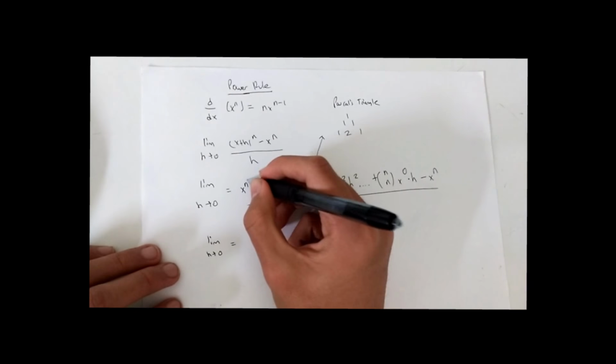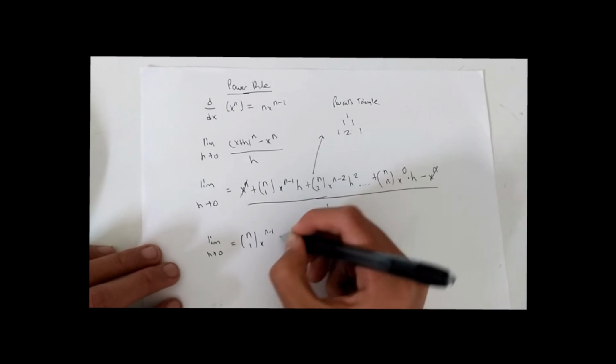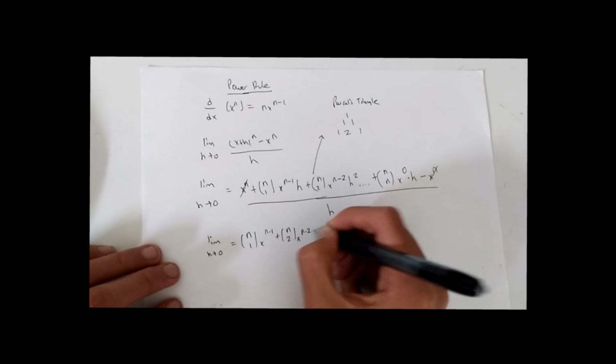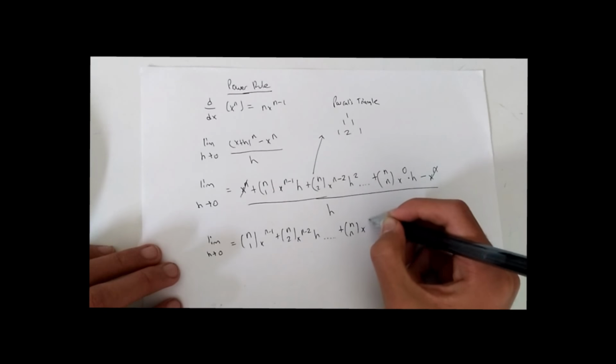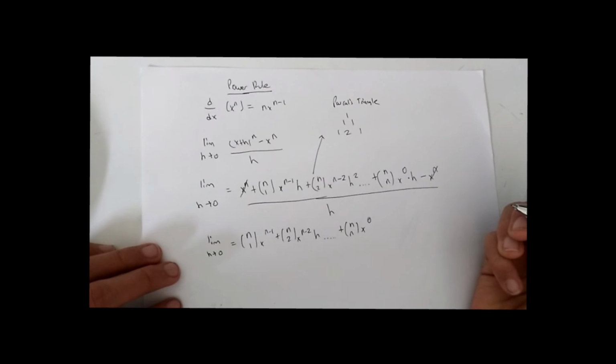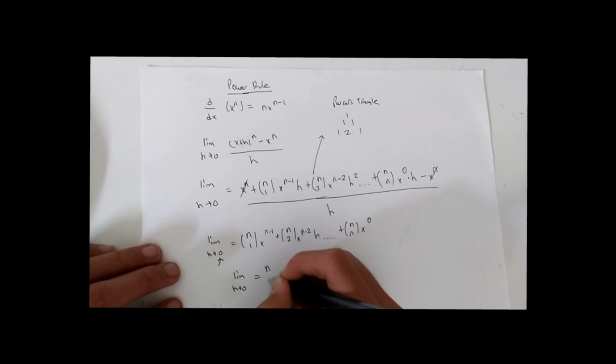The x to the power of n's cancel out, and when you divide everything by h, you get n choose 1 x to the power of n minus 1, plus the next term, and so on. The last term is n choose n x to the power of 0 times h to the power of n minus 1. Replace the h's with 0, and you're left with n choose 1 x to the power of n minus 1, since everything else becomes 0.